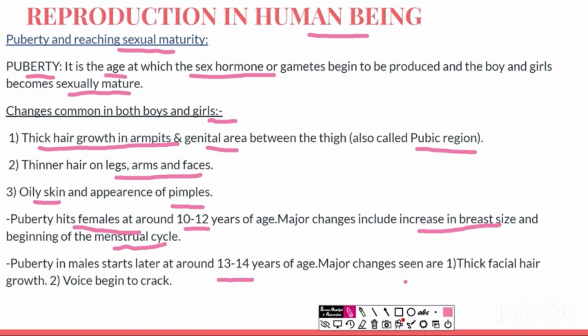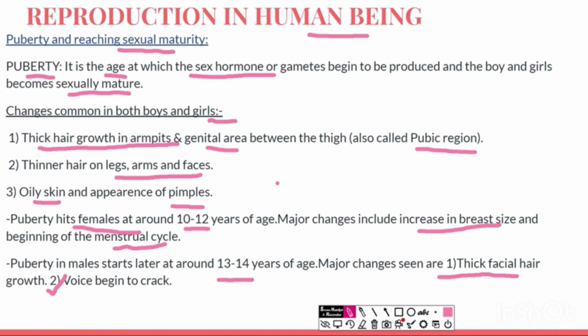The two major changes which are visibly seen are the thick facial hair. We see beard and mustache which starts growing on the faces of various men, and the voice begins to crack. Why does the voice begin to crack? Because of the development of the voice box. We see the Adam's apple in a lot of males, and that is why the voice begins to crack. Sometimes the voice becomes very harsh and coarse, but slowly and steadily it becomes normal, and it is a very natural process.